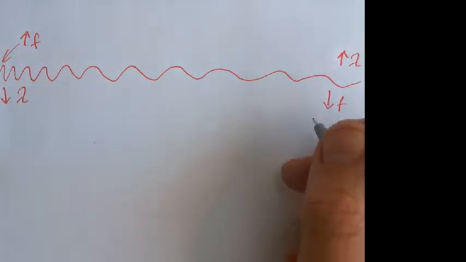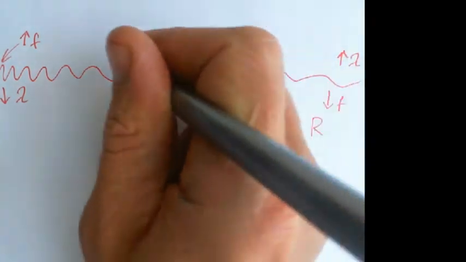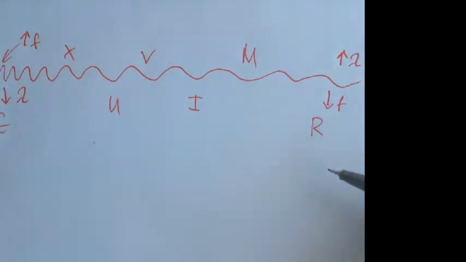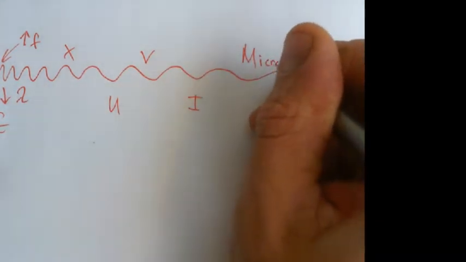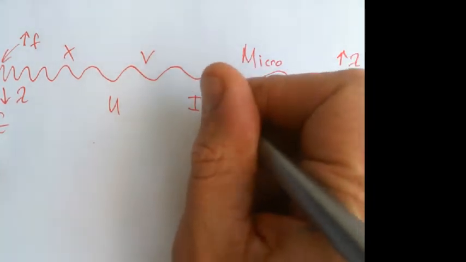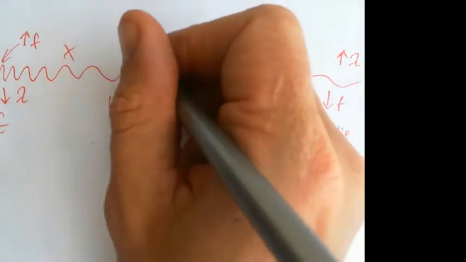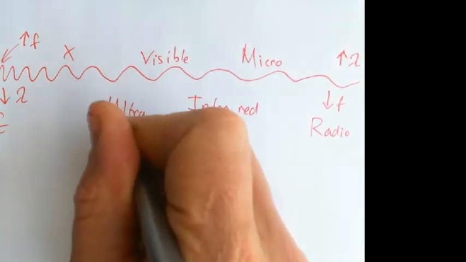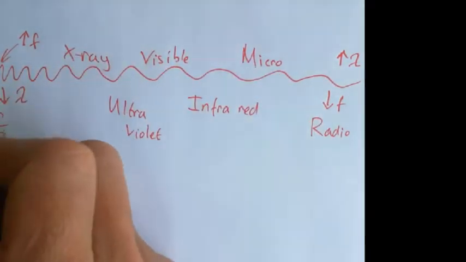Okay, and the way that I remember it is: real men inject Viagra, undergo extreme growth. R for radio, M for micro, I for infrared, V for visible, U for ultraviolet, X for X-ray, G for gamma ray.